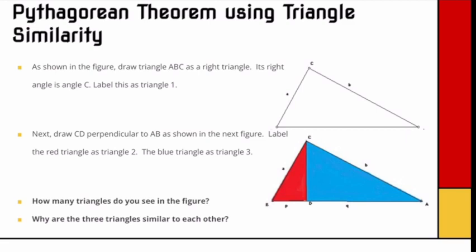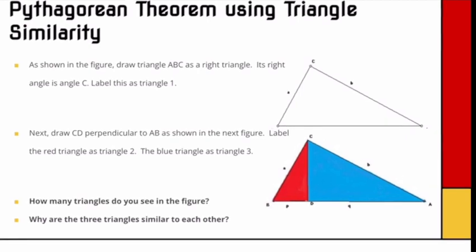So over here we have a figure. We have a right triangle ABC, and we're going to label this as triangle 1. I'm going to go ahead and label A and B because those two corners were not labeled. So we have our two angles A and B, and across from angle C, which is our right angle, we have side C. So this is going to be triangle 1.